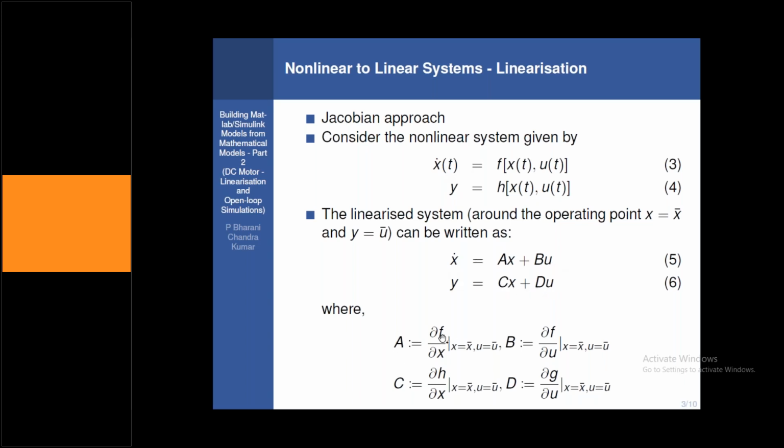So A is nothing but the Jacobian of F with respect to X, where X bar and U bar are the operating points. We will see what these are. In this way, you will get the A, B, C, and D matrices. So this is the Jacobian approach. And this is the code.